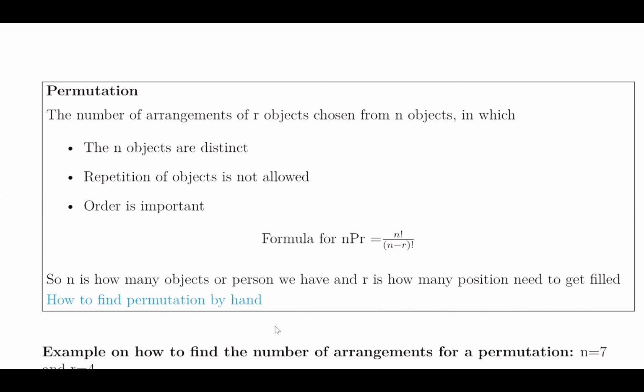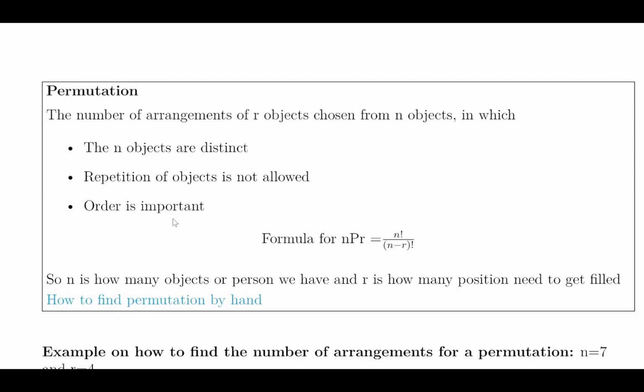If you look at the rules, the first says the n objects are distinct. That means each object that we select, we can't have any repetition. All objects should be distinct, so they should be different. The second says repetition of objects is not allowed. That means we're doing it without replacement. Once I select an object, I can't select that object again.